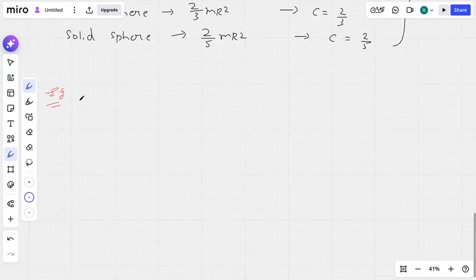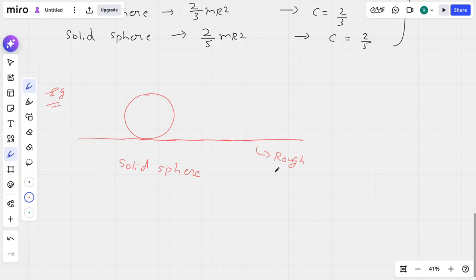Suppose we have a solid sphere placed on a rough horizontal surface. Now consider some forces acting on this spherical body. Suppose a force is acting about its center. This is the external force F. The mass of this sphere, let's say m, and the radius of this sphere, let's say r.